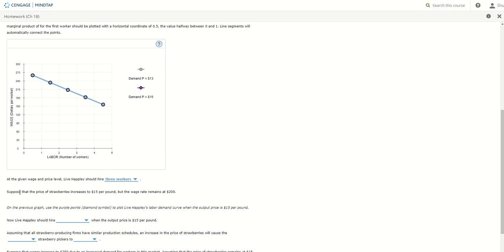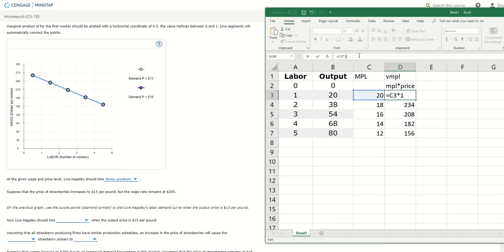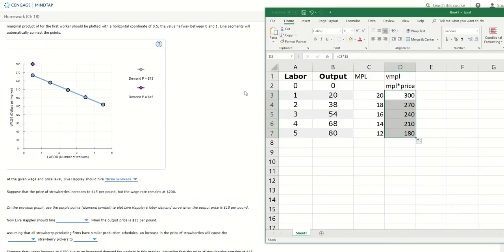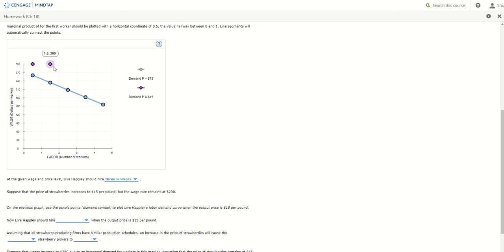Next, suppose the price of strawberries increased to $15 per pound, but the wage remains at 200. We're going to draw a new demand curve, so a new VMPL. Let's change our numbers here. This one should be 15, and then change everybody else. There we go. The first person is 300, second 270, 240, 210, and the last one is 180. That was close, you guys saw that, right? Be careful, it's 180, not 182.